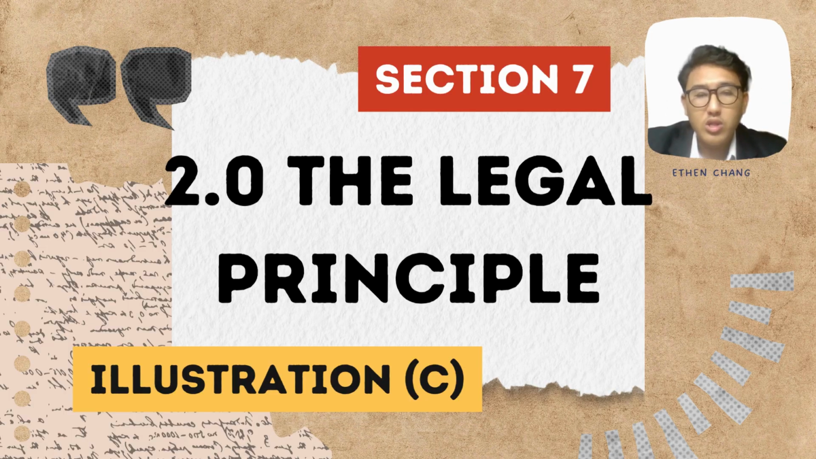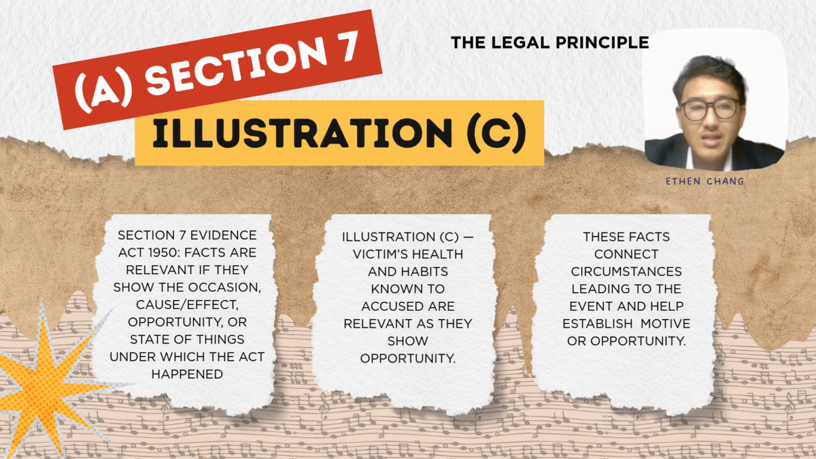Now, moving on to the legal principle, which we will discuss on Section 7, particularly on Illustration C. In Section 7 of the Evidence Act 1950, it states that facts are relevant if they show the occasion, cause or effect, opportunity, or state of things under which the act happens. Particularly touching on Illustration C, the victim's health and habits known to the accused are relevant as they show opportunity. So these facts connect the circumstances leading to the event and help establish motive or opportunity.